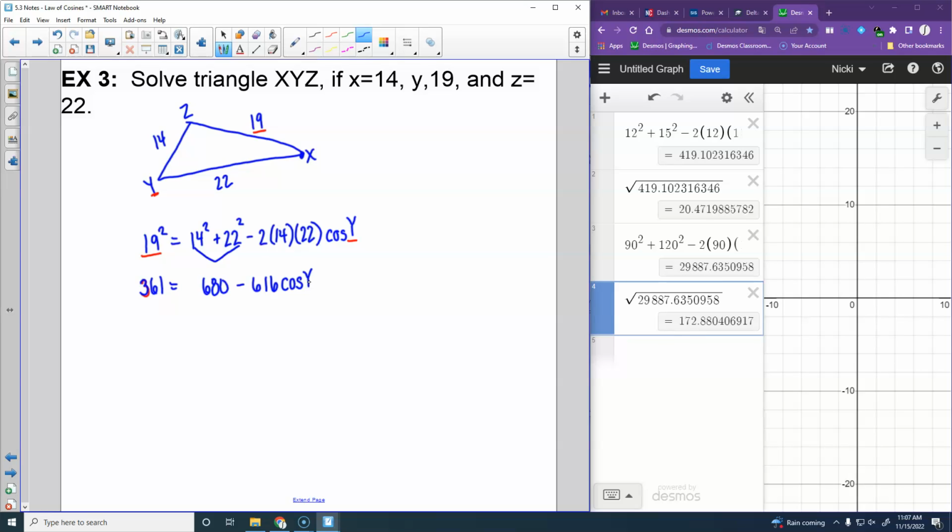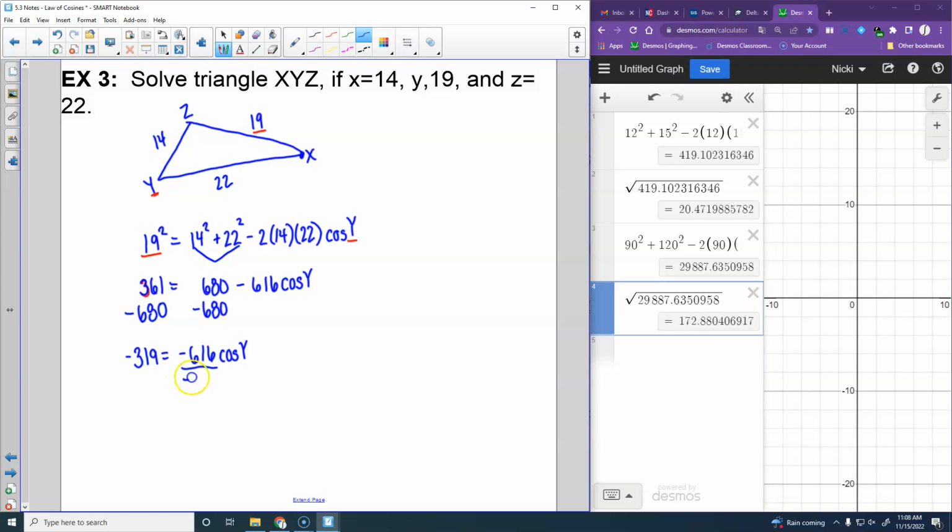Yeah, that's what we're going to do. So, can we put 680 and 616 together? This has a cosine y with it. It's multiplied by cosine y. It's like trying to put a 680 and a 616x together. They're not like terms. So, you may want to put those together, but you cannot. So, we have to subtract that 680. We'll get 361 minus 680 is going to give us negative 319 equals negative 616 cosine y.